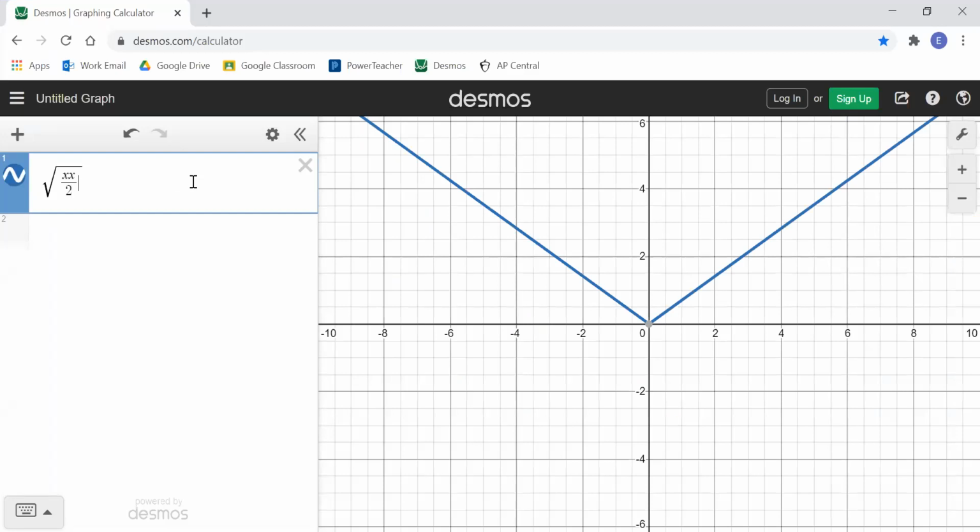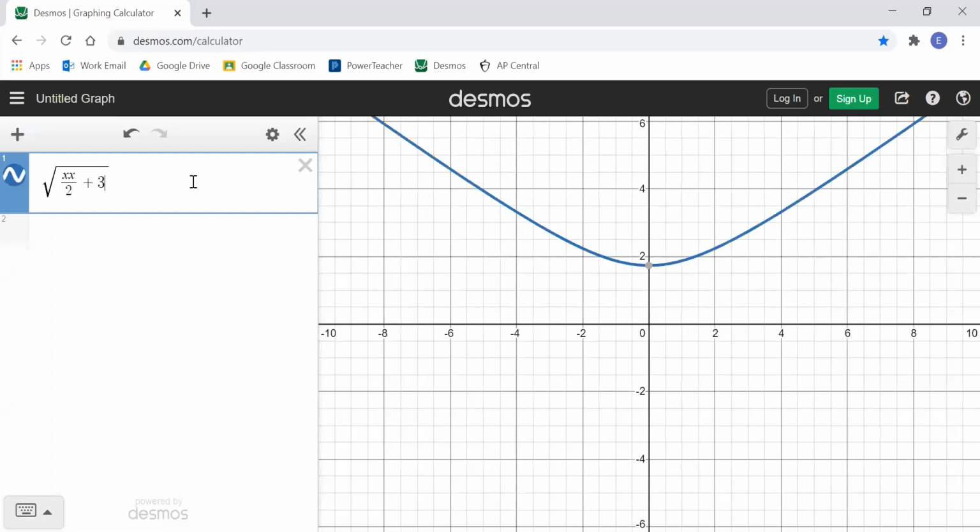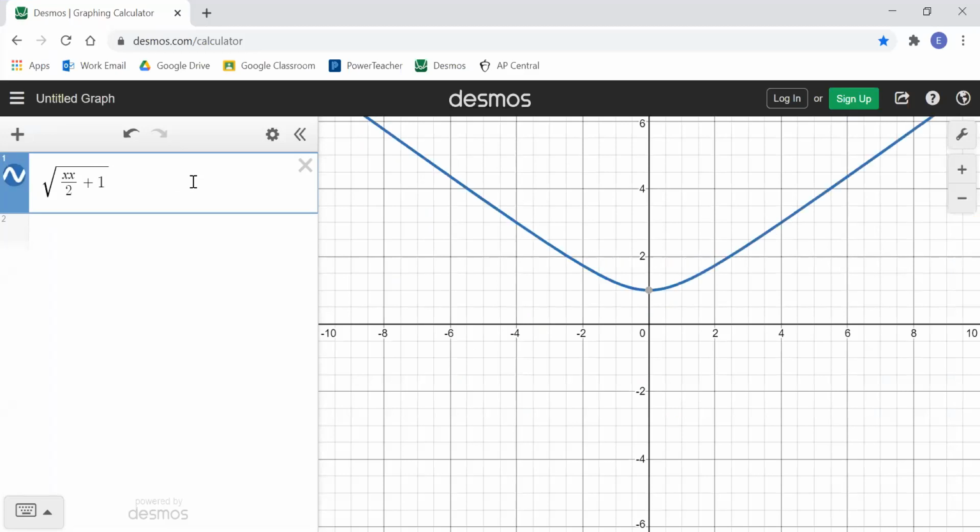Here's x squared over 2 plus some constant. How about a constant of 3? Doesn't that look pretty similar to what we sketched when we sketched the one that went through like 0, 1 or something? I know that doesn't go through 0, 1, but I guess I could put in plus 1 and then it will. But that looks very similar to what we sketched, doesn't it?